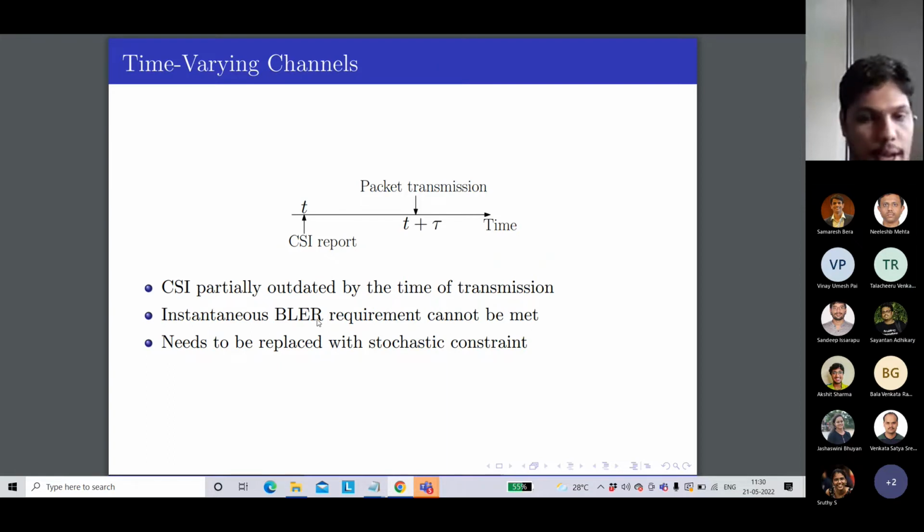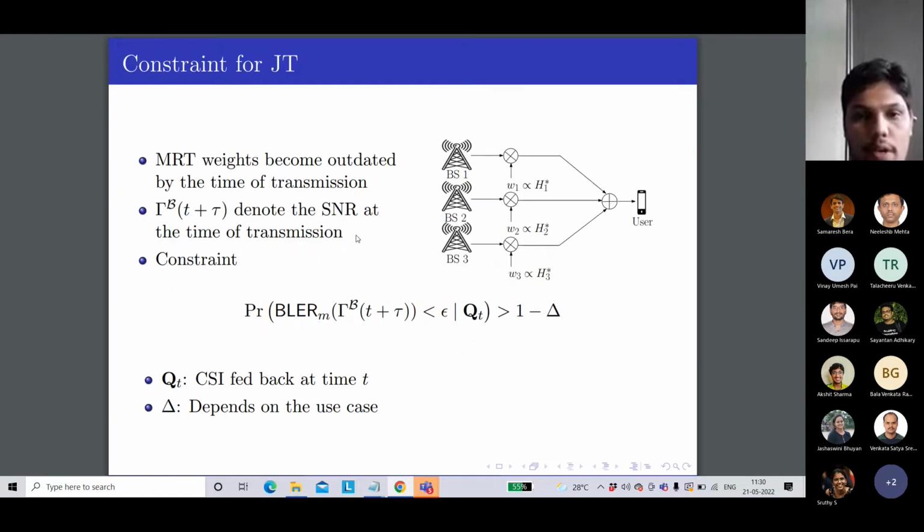So again, the stochastic constraint form depends on OT or JT. First, I'll provide the expression for JT. What happens in JT? We saw in JT, we do maximal ratio transmission, where the weights are proportional to the channel gains. Now, these channel gains are based on the channel report at time t. Therefore, they will be outdated. The MRT weights will become outdated by the time of transmission. So let's say this is the SNR at the time of transmission, which comprises the MRT weights which are outdated. So the constraint is given by this expression.